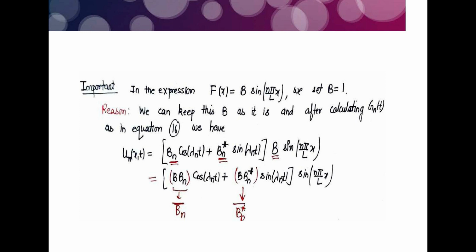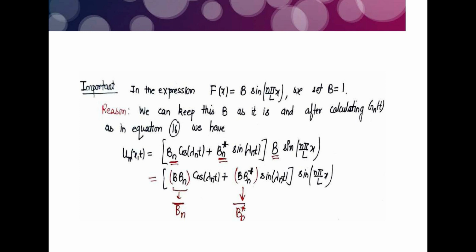If we can keep this B as it is, then after calculating the functions G and T, as we have in equation number 16, we have the u(x,t) function, that is the deflection, given by the product of the functions capital F and capital G. Now in the capital G function we have two arbitrary constants, Bn and Bn star, and in the capital F function we have an arbitrary constant B. So we just keep this B as it is. Now we have three arbitrary constants, Bn, Bn star, and then capital B.